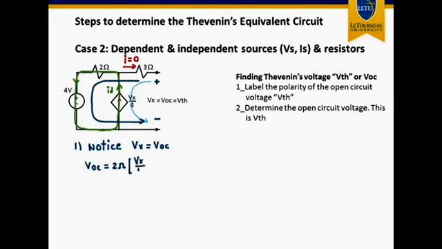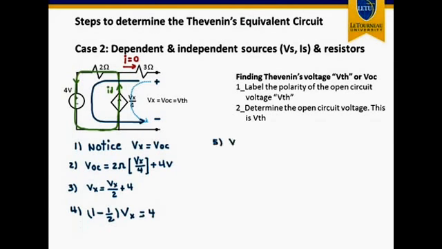Open circuit voltage is equal to 2 ohms times the dependent current plus 4 volts. Since the open circuit voltage is equal to V sub x, then we write that V sub x equals V sub x divided by 2 plus 4. We solve for that, and we find that V sub x, that is equal to the open circuit voltage, is equal to 8 volts. So the Thevenin voltage is 8 volts.